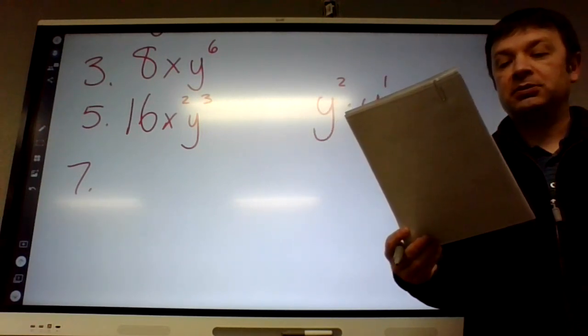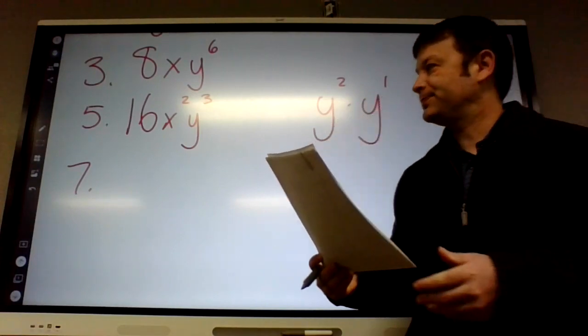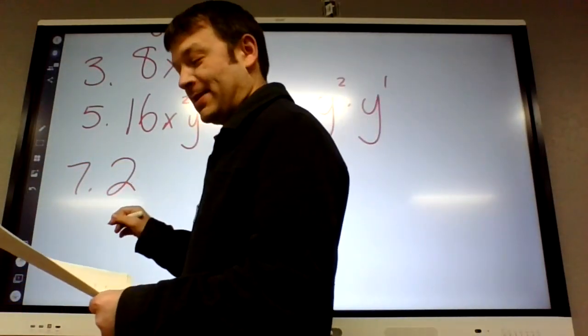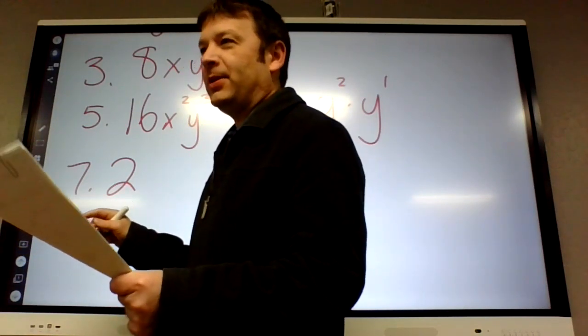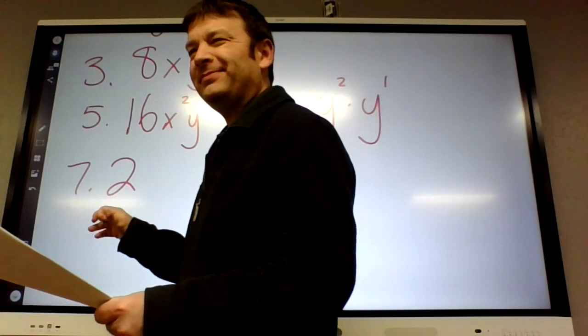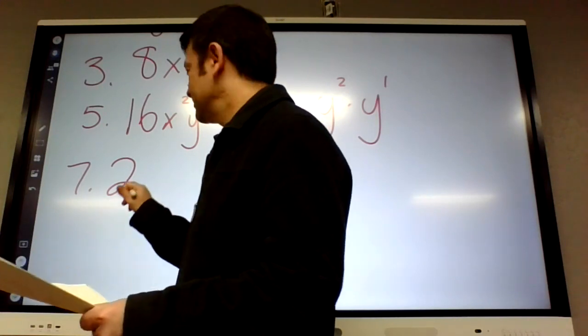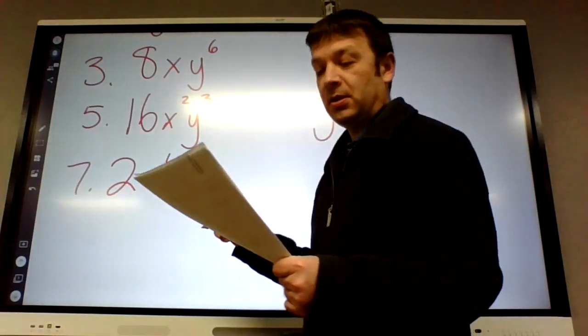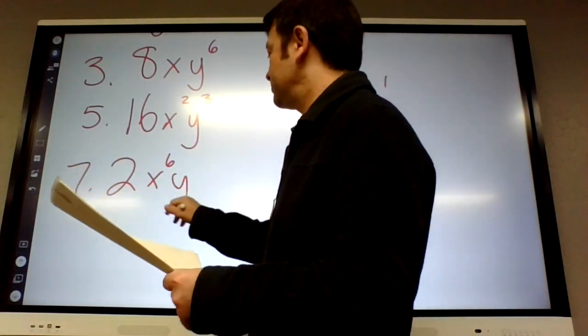Number 7. Roman, what do we put on 7? 2. And then how many x's do we got? x to the 6. Good job. And then 3, and then y to the 3rd.